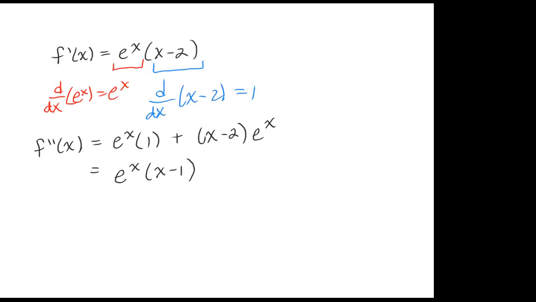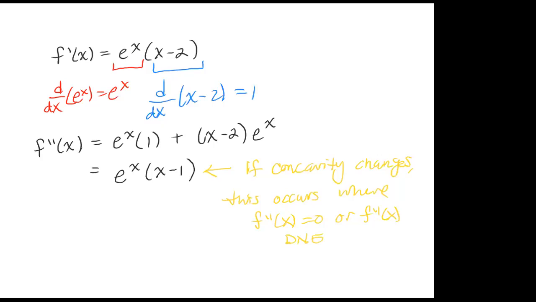The first thing I want to do is figure out, if the concavity is going to change, it'll happen at locations where the second derivative is equal to 0 or doesn't exist. If the concavity changes, I know this occurs where f prime prime of x is equal to 0, or f prime prime of x does not exist. So let's find those locations.